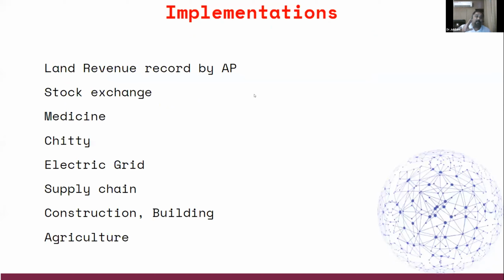The blockchain is providing enormous potential in many areas, including land revenue records, stock exchanges, medicine, cyber forensics, chit funds, supply chain management, even in building and construction, lotteries, agriculture, and movement management systems, etc. It is going to show a lot of potential in the coming future, and that will surely make great changes in the world, as it is trying to remove the intermediaries in the system.